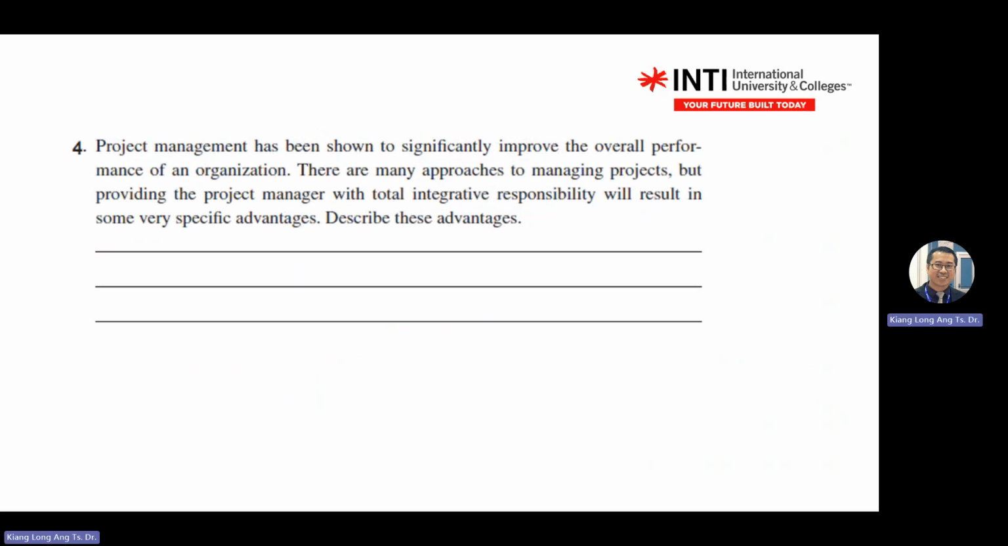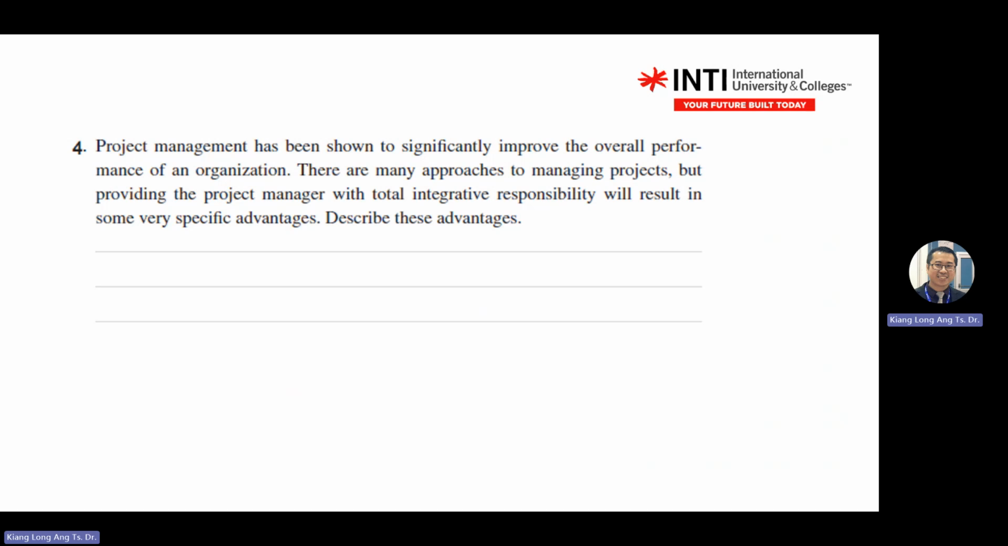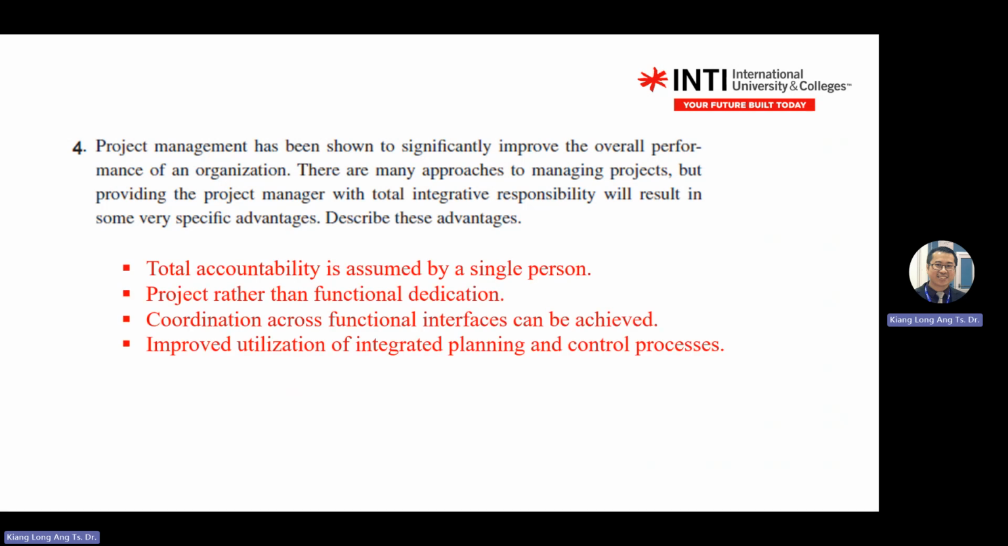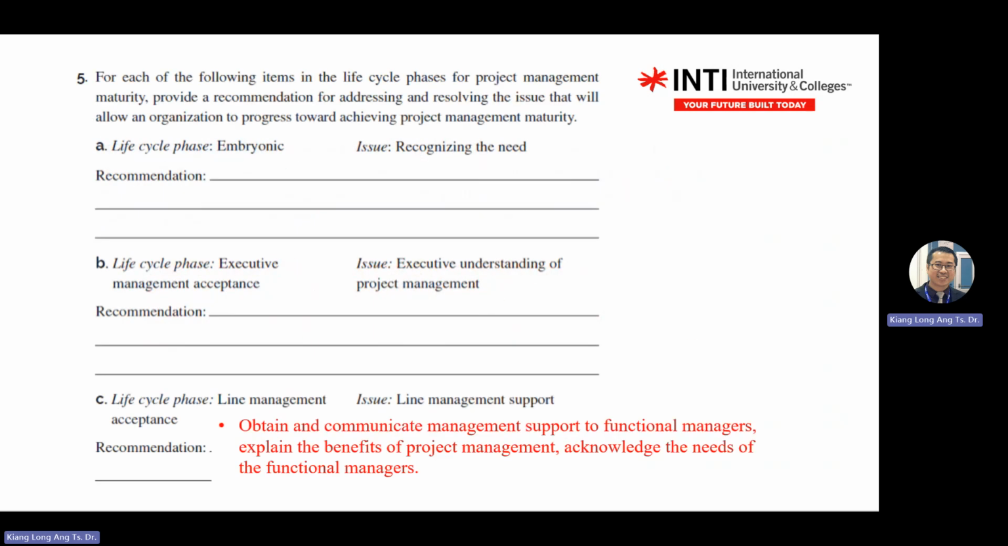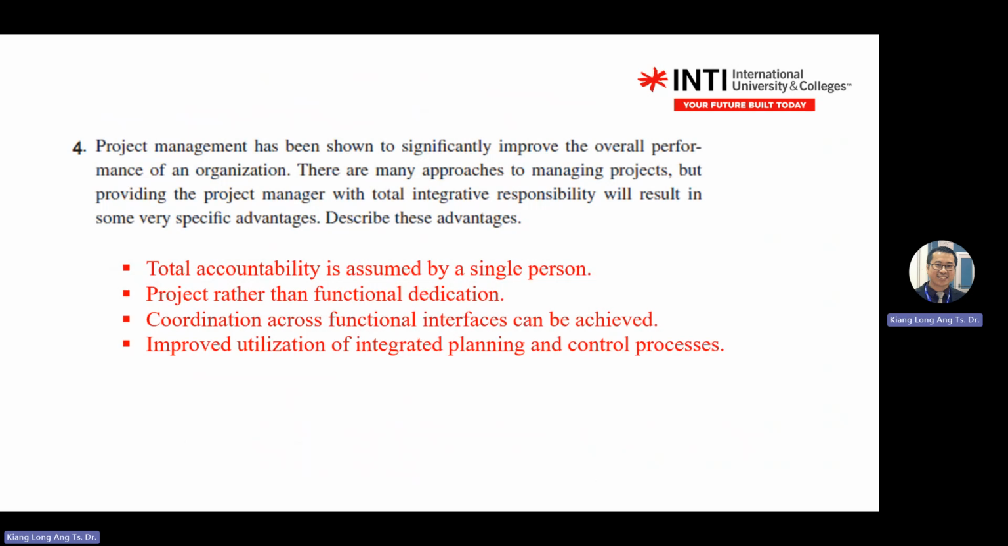Okay, number 4, significant improvement on overall performance. There are many approaches to managing projects, but providing the project manager with total integrative advantages. So this one again is more on the advantages and disadvantages. This one just gives you something, so you can just copy.